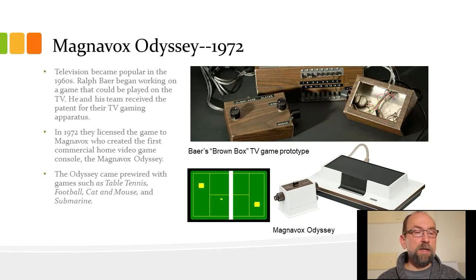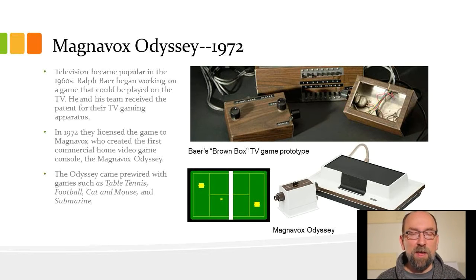And then we get to the Magnavox Odyssey. So this story begins a few years back in 1960. Everybody's got a television set. They're hugely popular, and Ralph Baer decides, hey, how can we play games on this? And so he developed a prototype, and here you can see an image of it. He had called it the brown box type. And so he had worked on it for a lot of years and then had trouble getting some licensing until finally he licensed it to Magnavox. And they created the very first commercial home video game console, the Magnavox Odyssey.